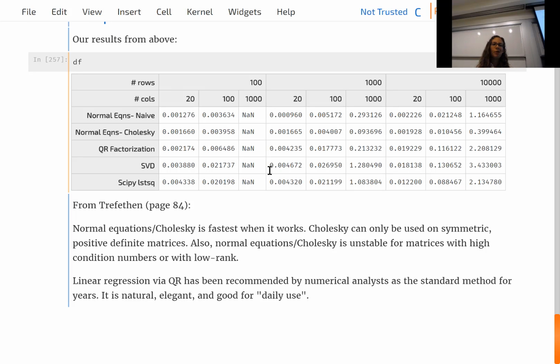So I guess in summary, Cholesky is typically fastest when it works, but Cholesky can only be used on symmetric positive definite matrices. And also, it's unstable for matrices with high condition numbers or low rank. So linear regression via QR has been recommended by numerical analysts as the standard method for years. Trefethen describes it as good for daily use. And Trefethen says that there are problems where SVD is more stable, although I was not able to recreate that.